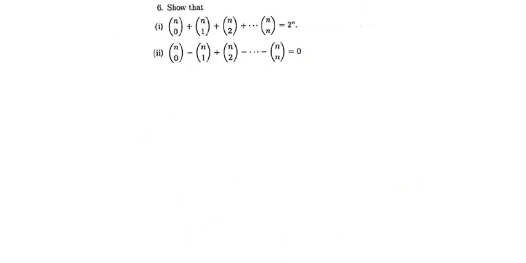Okay, let's look at question 6. This is very simple and straightforward. We'll just get into it. So we want to show that the left hand side is equal to the right hand side. So I'll start with the first one. So we have n choose 0 plus n choose 1 plus n choose 2.